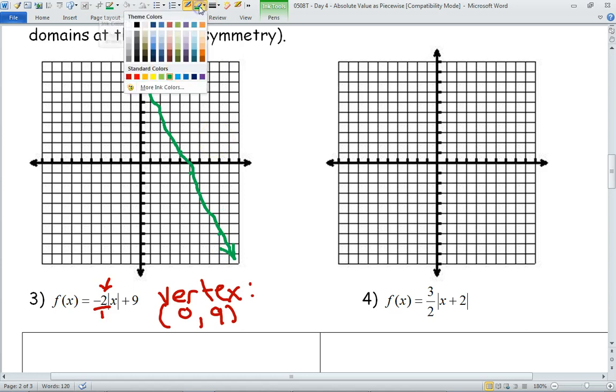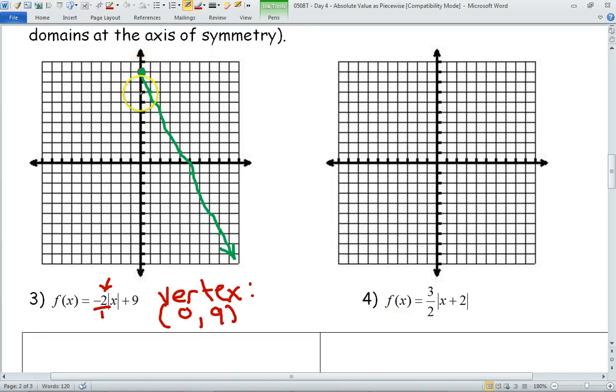Okay, now I will do the red branch. It should be the mirror image of this one, so it should be down 2, left 1. Down 2, left 1. Repeat that several times. So you can see where the left branch of the V is going to be. I'm going to draw that in.